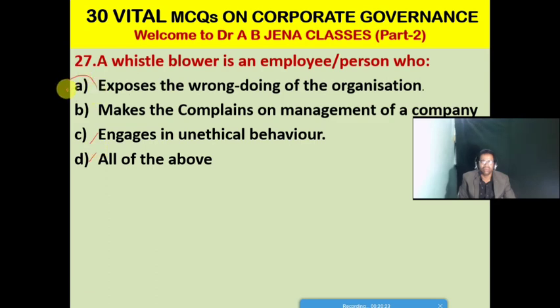Friends, so A is the right option for this MCQ. A whistleblower is an employee or a person who exposes the wrongdoing of the organization, and this is done for the greater interest of the organization, I mean the company.